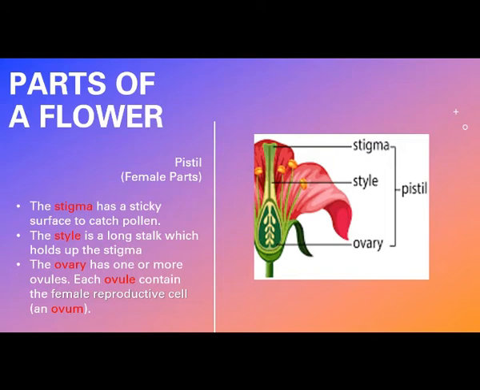Down from the stigma we have the style. It is a long stalk which holds up the stigma. And down from the style we have the ovary. Ovary has one or more ovules. Each ovule contains the female reproductive cells, or what we call the ovum.